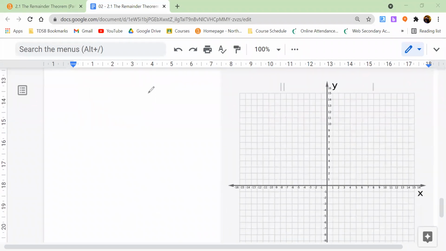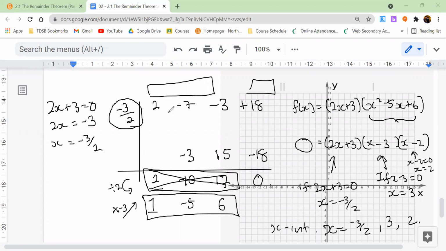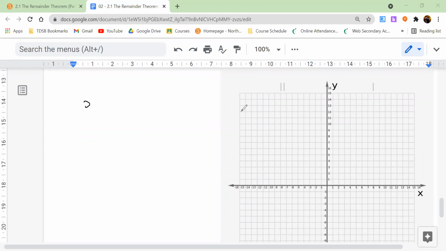Oh, I made a mistake, didn't I? I erased it too soon. The x-intercepts were -3 over 2. What was it? 3 and 2. Okay, 3 and 2. That means my zeros are 3, 2, and -1.5.